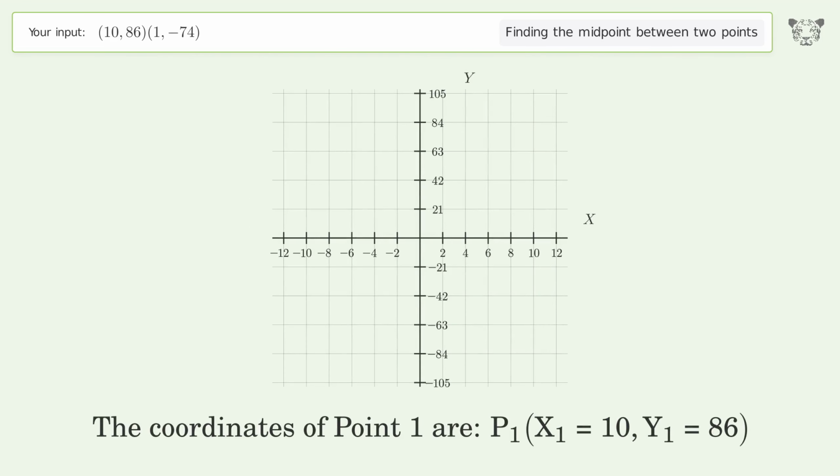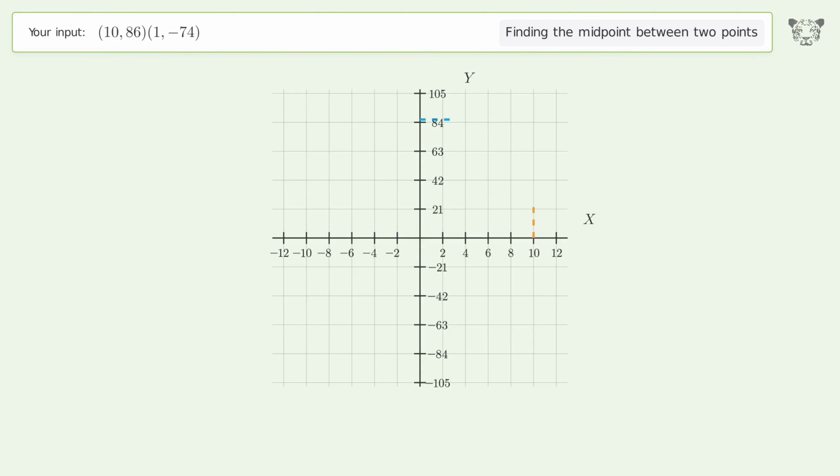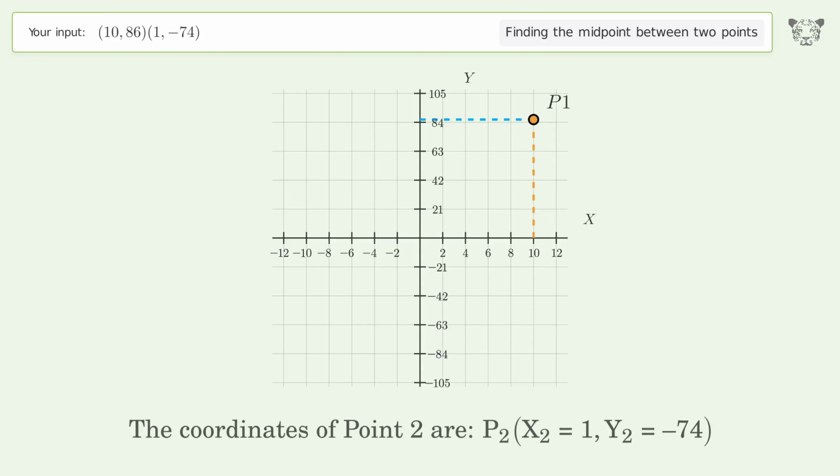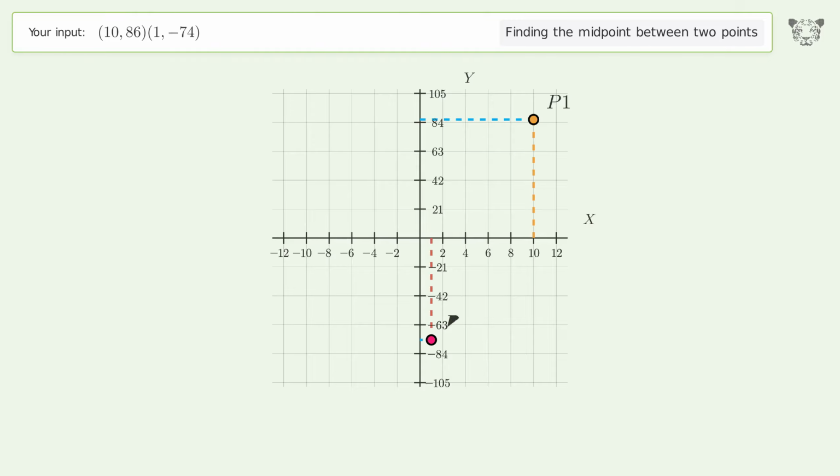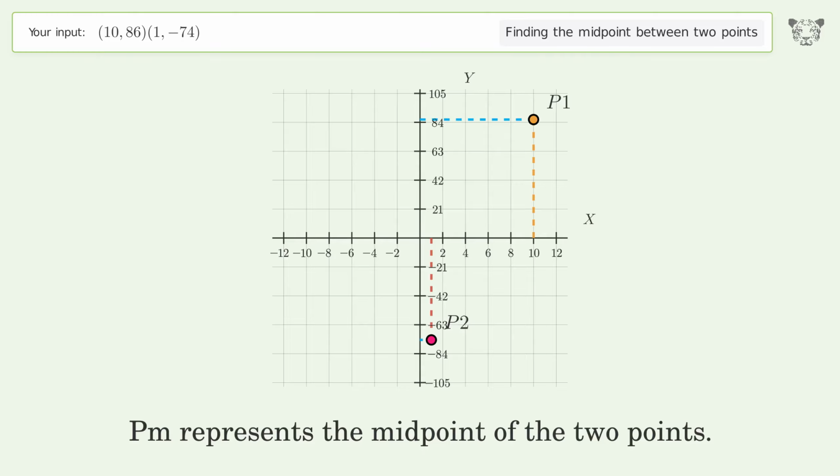The coordinates of point 1 are x1 equals 10, y1 equals 86. The coordinates of point 2 are x2 equals 1, y2 equals negative 74. PM represents the midpoint of the 2 points.